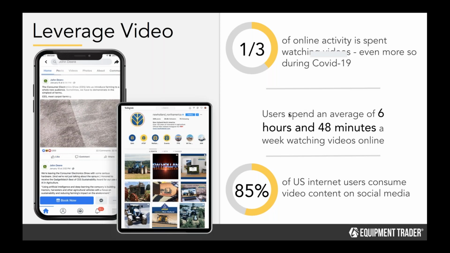Did you know that half of online activity is spent watching videos, and users spend an average of about 6 hours and 48 minutes a week watching videos online? And now people are watching videos even more during our current COVID-19 situation. And with 85% of internet users in the US consuming video content on social, it really does seem like this is the time to step up your game. Video marketing is going to help you captivate your audience, engage your buyers, and increase your sales through social media.